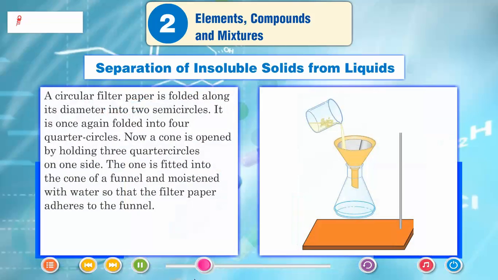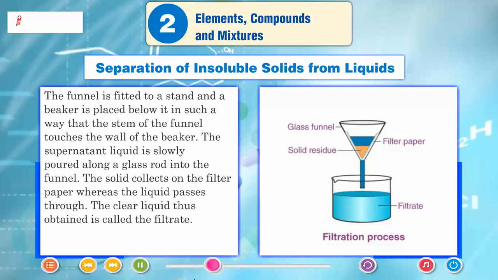A circular filter paper is folded along its diameter into two semicircles. It is once again folded into four quarter circles. Now a cone is opened by holding three quarter circles on one side. The cone is fitted into the cone of a funnel and moistened with water so that the filter paper adheres to the funnel. The funnel is fitted to a stand and a beaker is placed below it in such a way that the stem of the funnel touches the wall of the beaker.